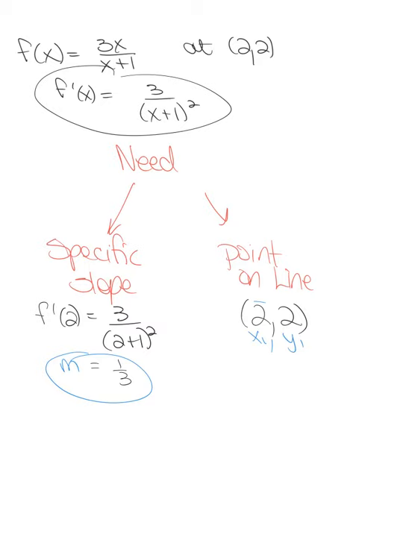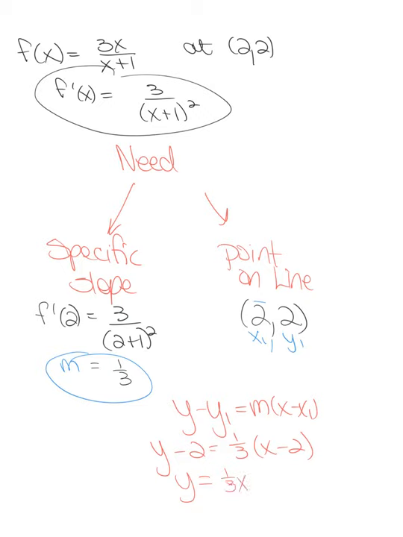And so then using the form that y minus y1 is equal to m times x minus x1, I get that y minus 2 is equal to 1/3 times x minus 2. And then when I clean this thing up, I'm going to get that y is equal to 1/3 x minus 2/3 plus 2, which is the same as 6/3. So we get in our final answer, y is equal to 1/3 x plus 4/3.